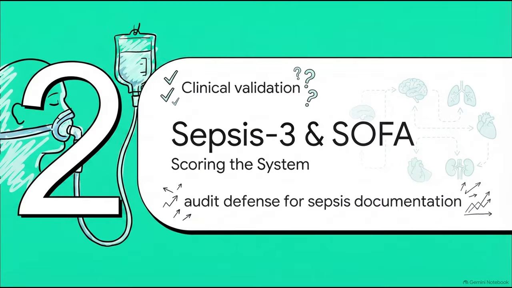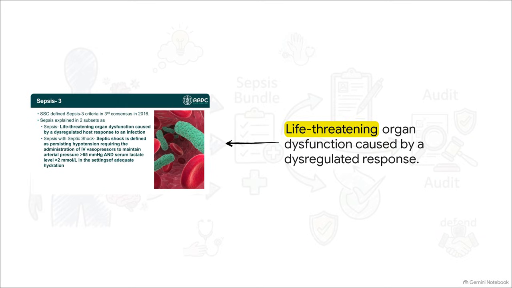Okay, moving to Section 2, Sepsis 3 and SOFA scoring. This brings us to arguably the most scrutinized diagnosis in all of healthcare, sepsis. Since 2016, the medical community has shifted to the Sepsis 3 consensus. Under this new definition, sepsis isn't just an infection with a fever. It is a life-threatening organ dysfunction caused by a dysregulated host response to an infection. To objectively prove this life-threatening dysfunction to an auditor, the patient's medical record must show an acute increase of greater than 2 points on the SOFA scale. That's the Sequential Organ Failure Assessment.